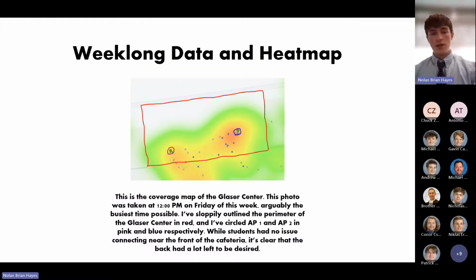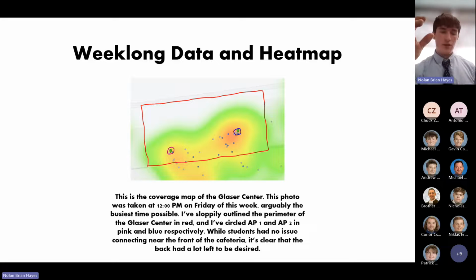All right, so this is a heat map previous to any work I did. The first thing I did was collect data. I recorded data from each day of the week of 11/13/23 up until 12 p.m. The picture you're seeing right here is peak hours of our cafeteria during that week. This was taken, I think, on a Friday, so the busiest day I could have gotten. You can see I outlined in red the Glazer Center itself, and you've got access point 1 circled in pink and access point 2 circled in blue.